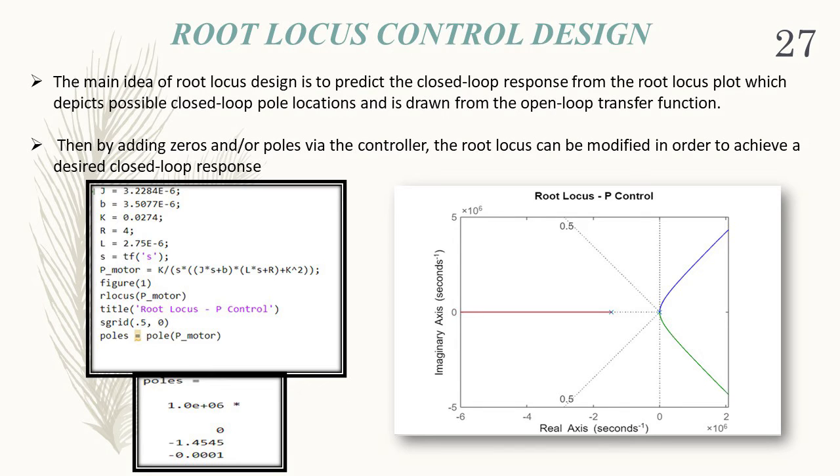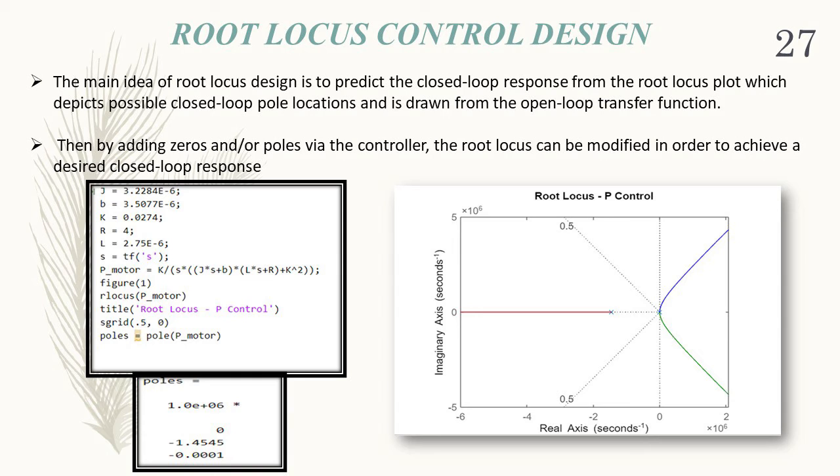Root locus control design. The main idea of root locus design is to predict the closed loop response from the root locus plot, which depicts possible closed loop pole locations and is drawn from the open loop transfer function. Then by adding zeros and/or poles via the controller, the root locus can be modified in order to achieve a desired closed loop response.